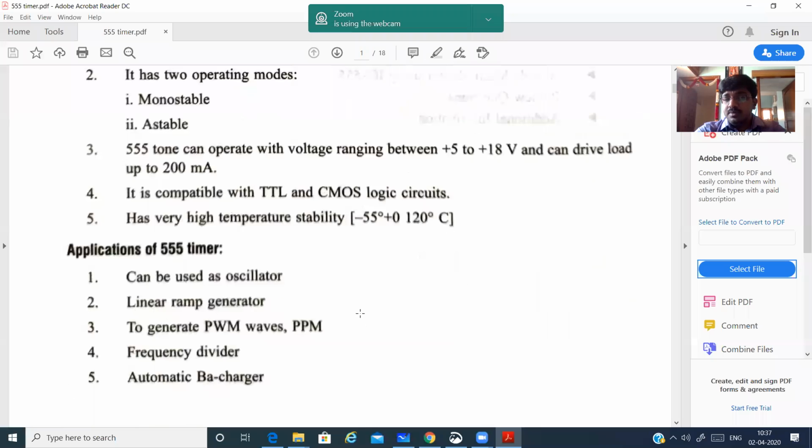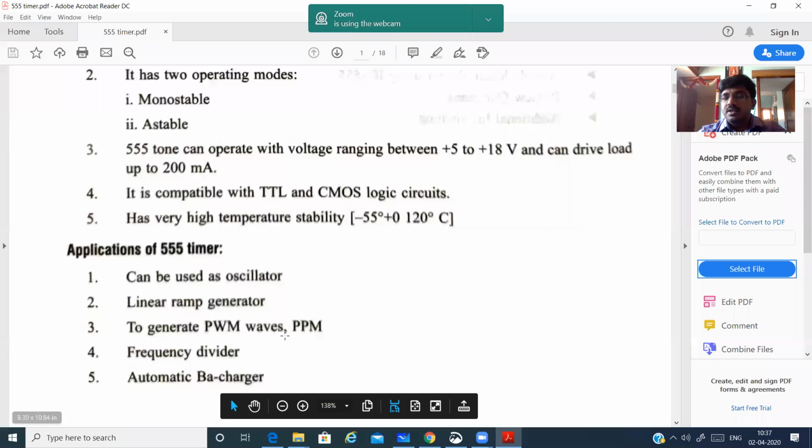Coming to the application of 555 timer, it can be used as an oscillator to generate oscillations, a linear ramp generator to generate ramps, and to generate PWM waves or PPM waves. PWM means pulse width modulation waves. Pulse width modulation is a type of modulation where the width of the pulse will be varied in accordance with the message signal. PPM means pulse position modulation. To modulate a given carrier signal, they are going to change the position of the pulses. That is PPM.